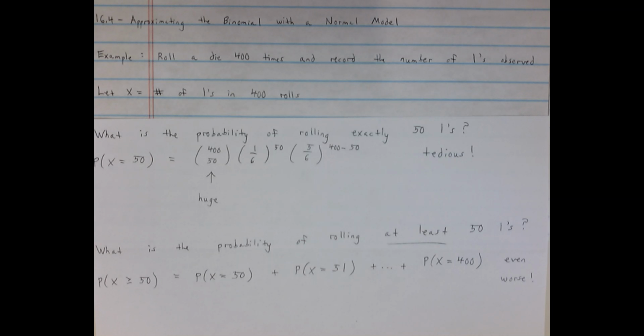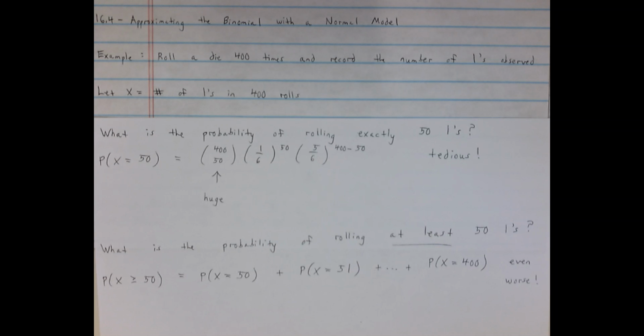Think back to the example from last time. Let's roll a die 400 times and record the number of ones observed. We'll let X be the number of ones in the 400 rolls of the die. Then we could consider a question like this. What is the probability of rolling exactly 50 ones?